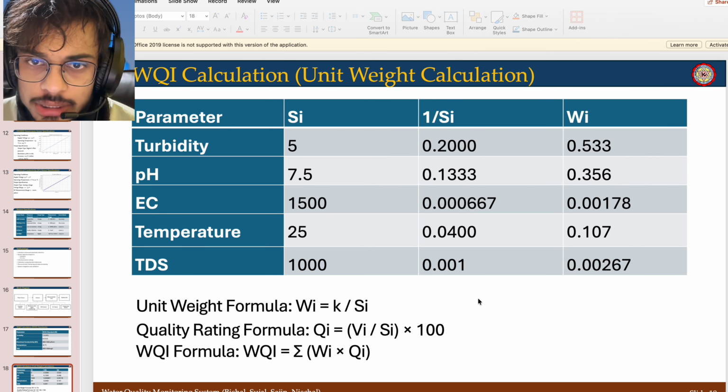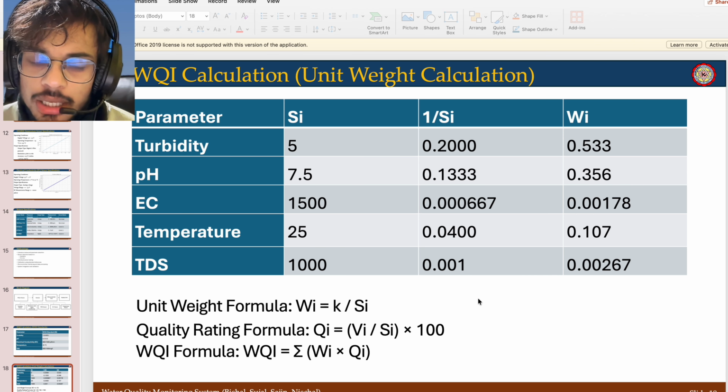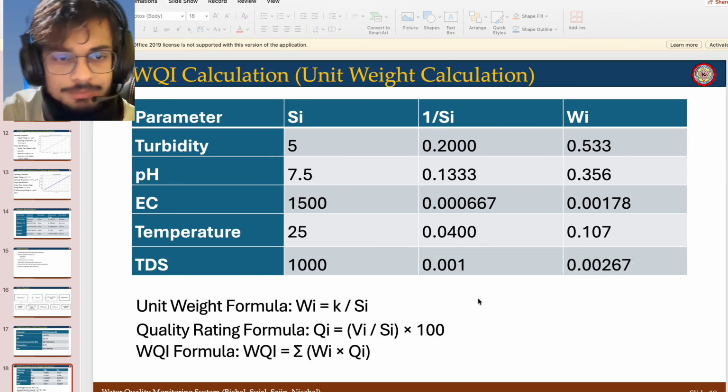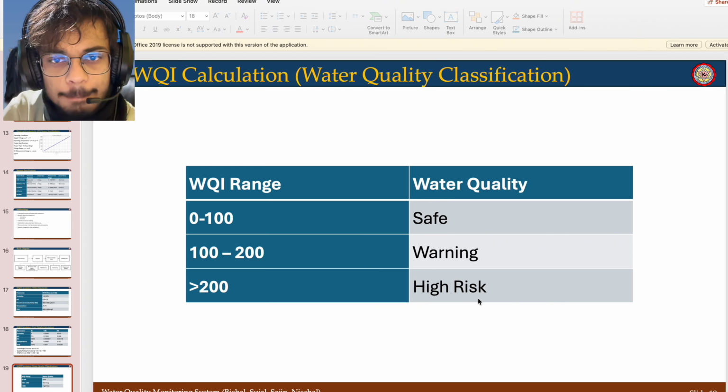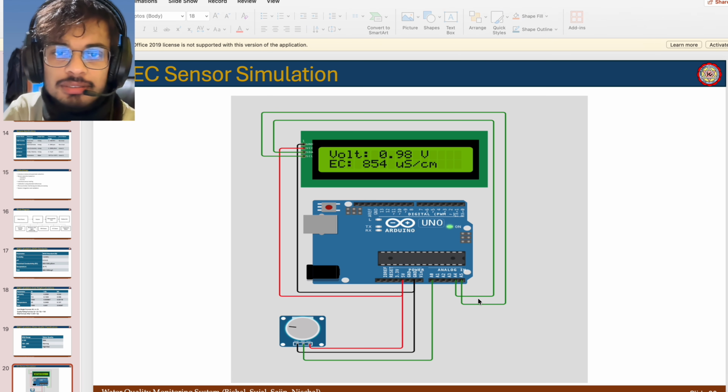WI is calculated there, and by our measured value we can calculate the QI, and after the summation of this, we will know how much the WQI is, and based on that we can determine the condition of the water. It is good or bad, or something like that. So after measuring the WQI range, we can determine the quality: safe, warning level, or high risk level. That is the thing we have done in Node-RED.